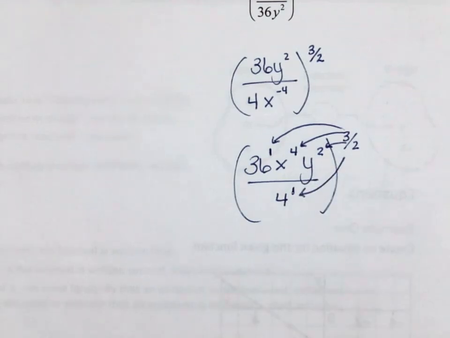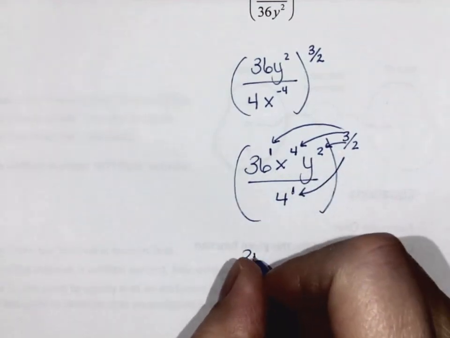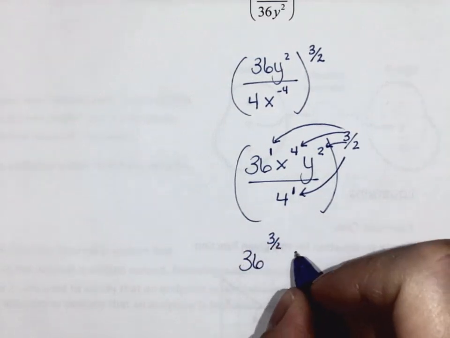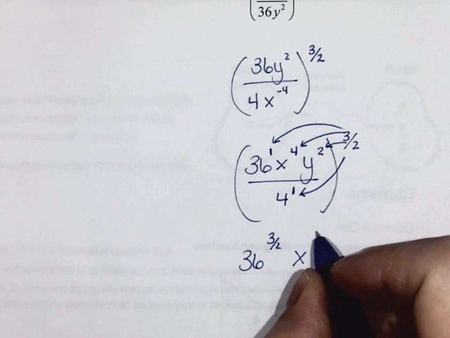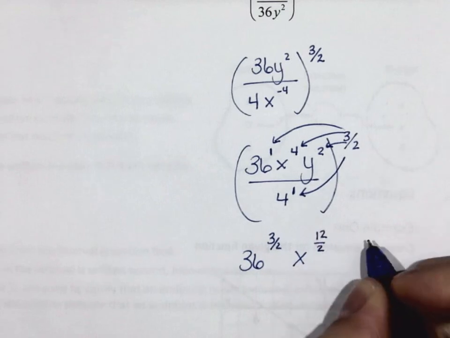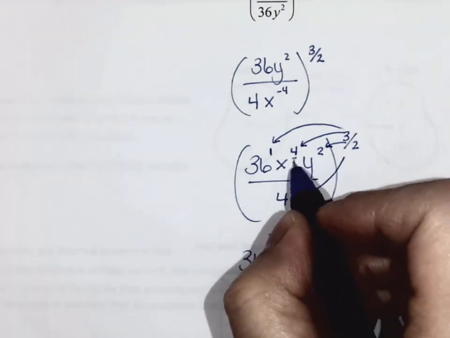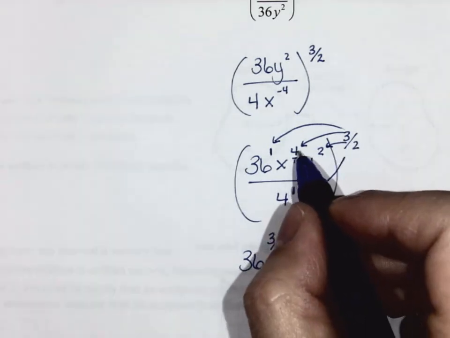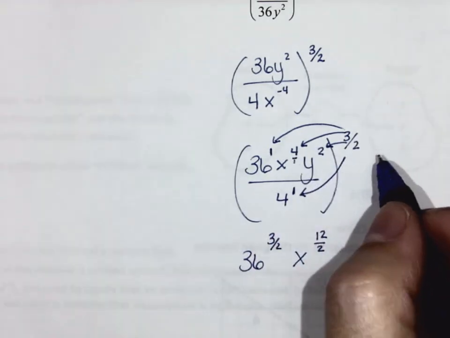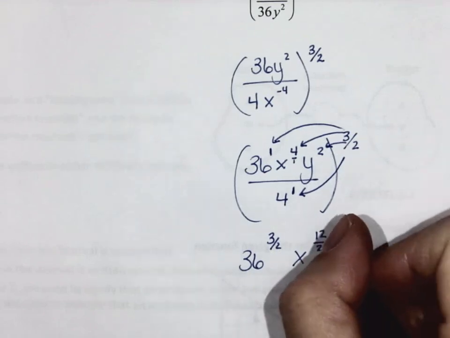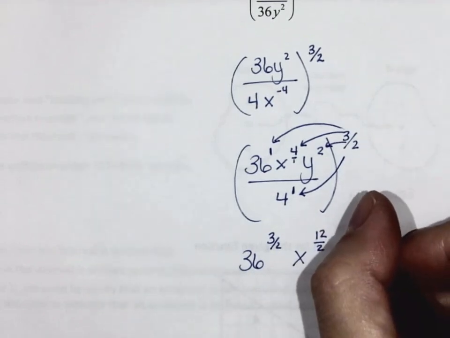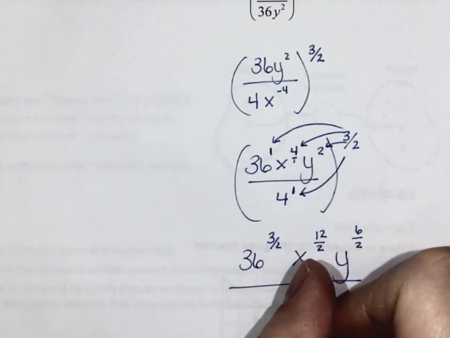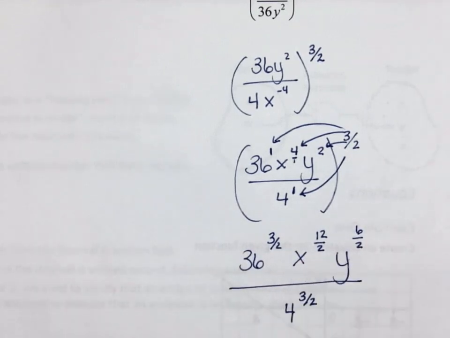So we're multiplying that exponent in, so we're going to have 36 to the exponent 3 over 2. We're going to have x to the exponent 12 over 2. Remember, with fractions, it's like saying 4 over 1. We multiply straight across the top, straight across the bottom. So 4 by 3 is 12. 1 by 2 is 2. And then we're going to have y to the 6 over 2. And 4 to the 3 over 2.